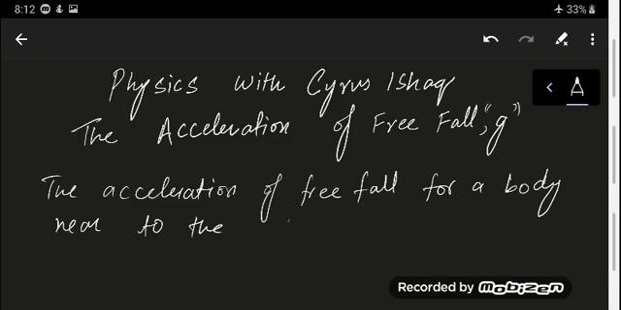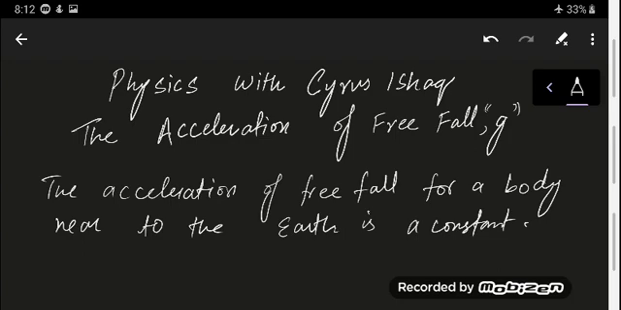By near to the Earth, I mean less than 1 kilometer, right? Near to the Earth, it is a constant. So this acceleration due to gravity, that is g, is constant for objects near to the Earth, that is within the range of 1 kilometer from the Earth's surface. If you go beyond that, this value is going to change.